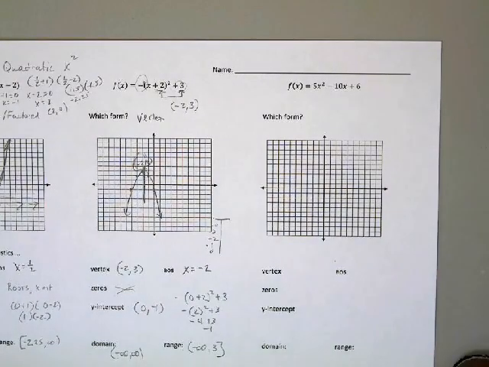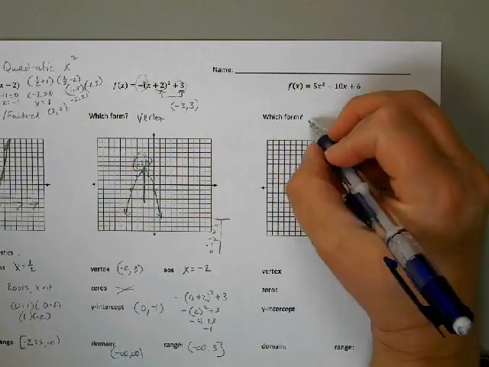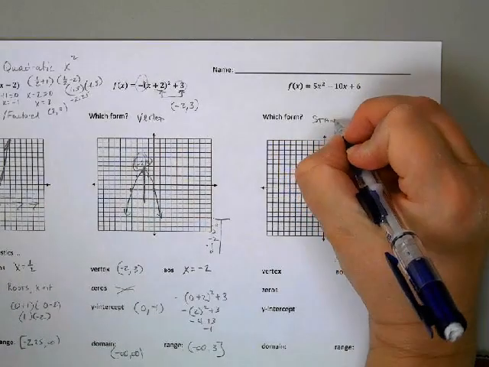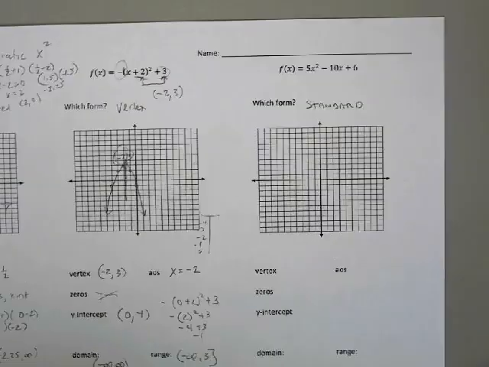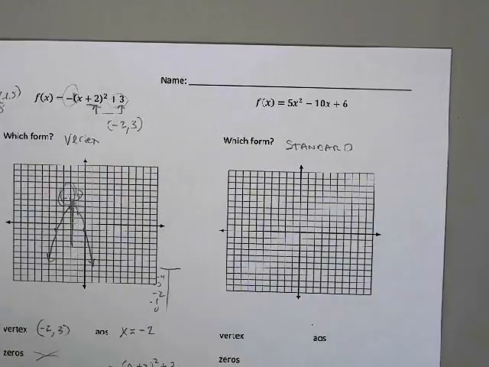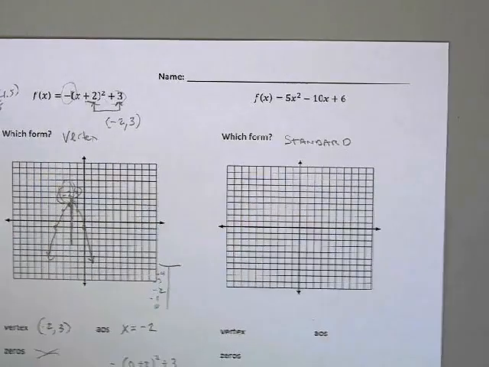The third kind of factoring is probably the form that most people like the least. It's called standard form. There are a few good things that you can tell just by looking at the equation.